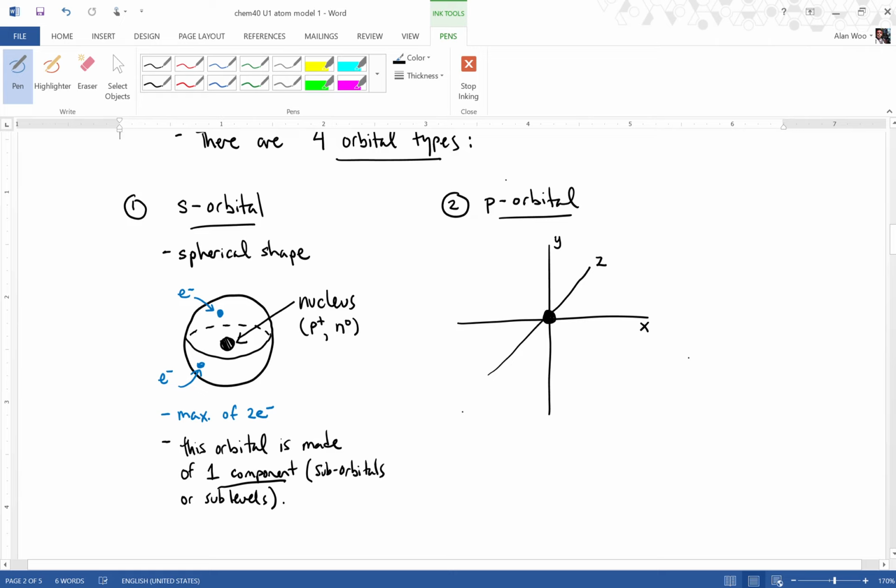Okay. So for this guy here, I'll go with the x first. We're going to draw an infinity sign, or a figure 8, that crosses through the intersection of all three axes. This is one component to the p orbital, the first component. And inside this component, you have one electron, and somewhere inside this region, you have a second electron.